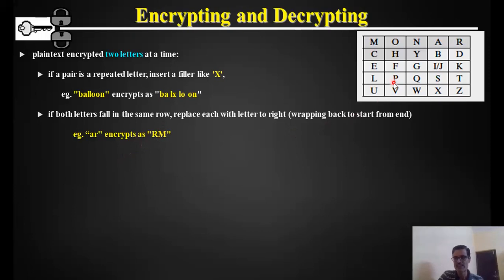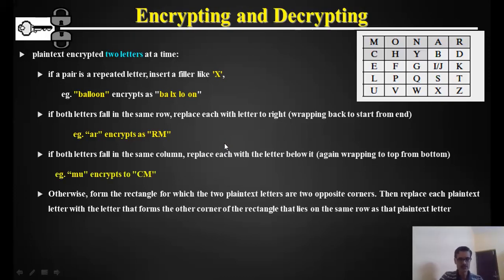Let me give one more example. Say I have P and S. Whatever letter appears next on the right side, that is Q and T. So PS has to be replaced by QT. Now, this is for one row. If they fall in the same column, then it is the same method, you just have to go down, that's it.